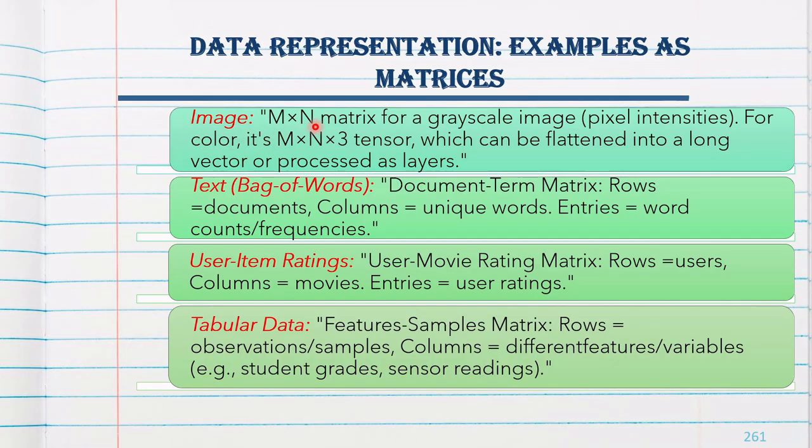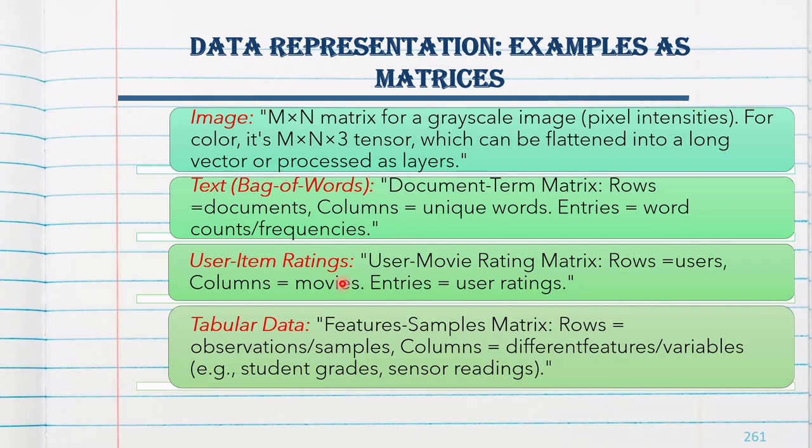Image: M by N matrix for a grayscale image, that is pixel intensities. This is for a grayscale image, and for a color image, it will be M by N by 3, because we are representing R, G, B colors. That is why 3 appears. Then text. Text means a document matrix. Rows mean documents and columns mean unique words. Entries are word counts or frequencies.